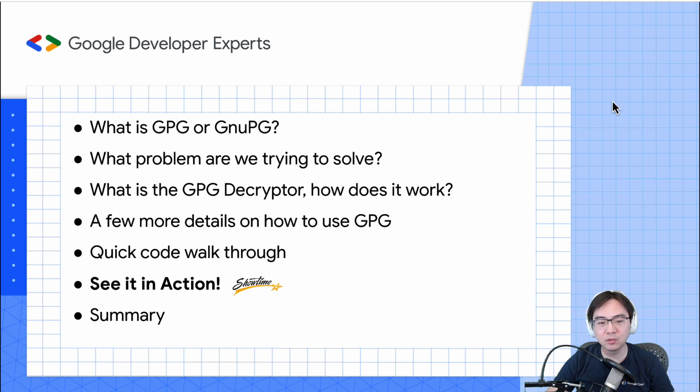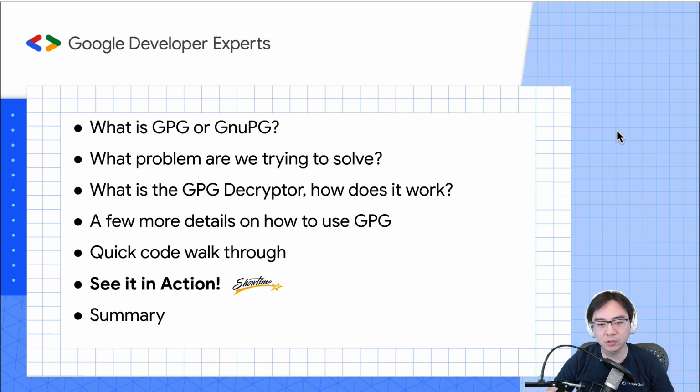Then we'll look into the actual GPG Decryptor service, the architecture diagram of it, and how it works. I'll then show a few more details on how to use GPG, which I think is important because it's important to understand the fundamentals of how GPG works, how to install it, how to generate and import or export the keys, to use it with Secret Manager in this particular case, and then we'll get into the code. So finally, we'll see it in action.